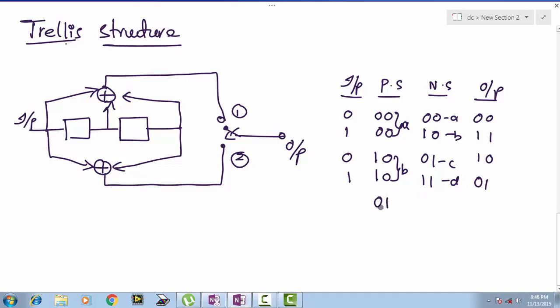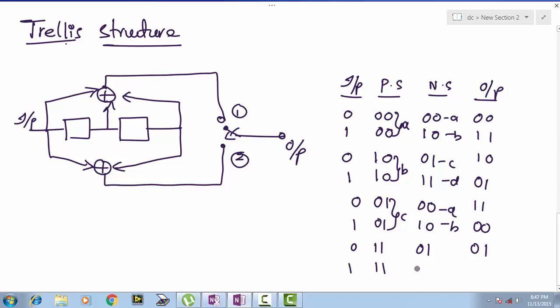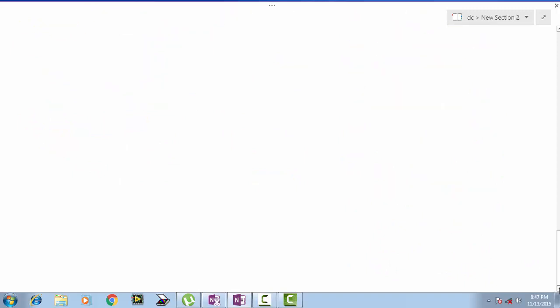And next we need to consider state C with input 0, the next state will be 0 0, and output will be 1 1, and with 0 1 input as 1, next state will be 1 0, output will be 0 0. This is C, this is A and B. And next with the present state as 1 1, input as 0, next state will be 0 1, output will be 0 1, with 1 1 as a present state with input bit 1, next state will be 1 1, output will be 1 0. So this is D, this is C and D. So we need to have this table. With this table we can construct the trellis.